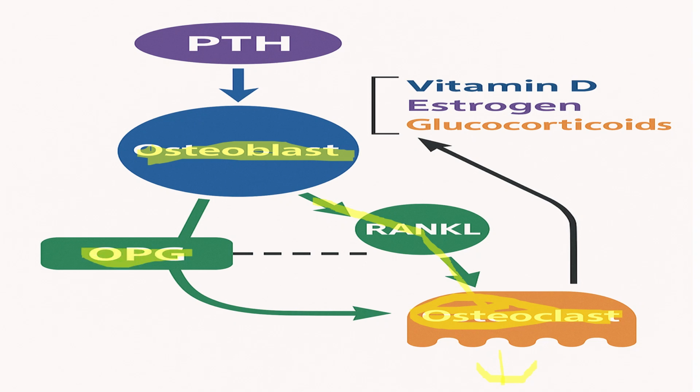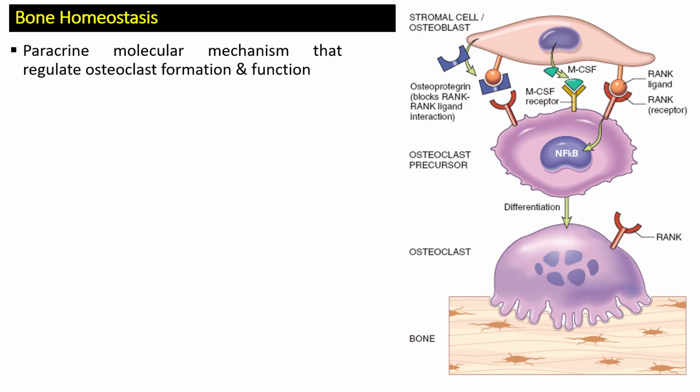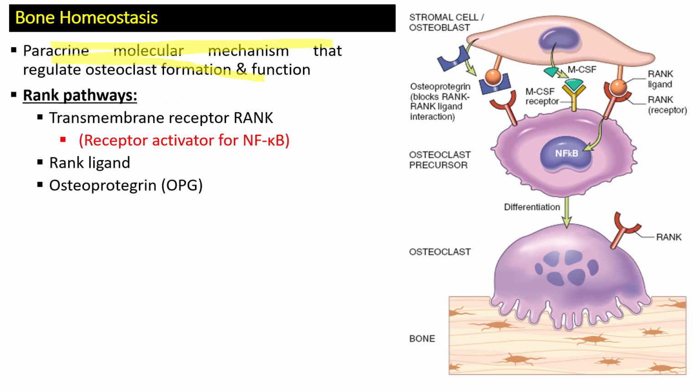Osteoprotegerin is a decoy receptor, and this molecule inhibits RANK ligand. It inhibits the bone resorption, and osteoclast activity is also influenced by vitamin D, estrogen, and glucocorticoid, as we have seen earlier. So we have just discussed the paracrine molecular mechanism that regulates osteoclast formation and their activation.